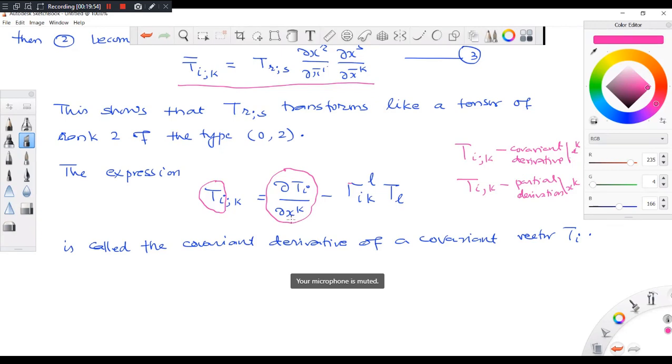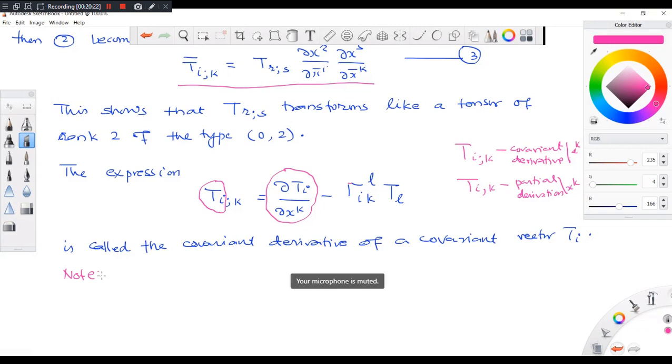So why I am giving importance to that covariant derivative is, in tensor theory, when you change from one coordinate system to another coordinate system, the quantity should obey the tensor transformation law. So I write a note here. What do you observe here?